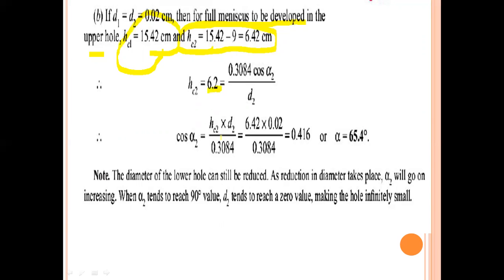That equals cos alpha 2 equal to 0.416. Then finally, calculate the alpha value. So alpha 2 equal to cos inverse of 0.416, that equals alpha value 65.4 degrees. Here the diameter of the lower hole can still be reduced. As the diameter reduces, alpha 2 will go on increasing. When alpha 2 tends to reach 90 degrees, d2 tends to reach zero, making the hole infinitely small.